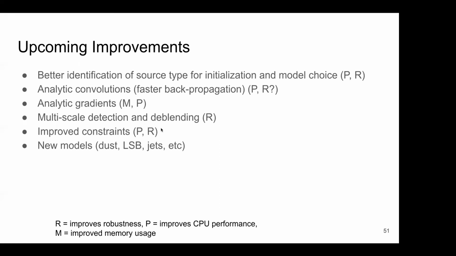We're looking at being able to improve constraints and new models, right? So some of the things that Peter's group is working on are modeling dust, modeling low surface brightness features, modeling jets. And as they come up with new algorithms and update the code, we get to take advantage of all of that in the Rubin Observatory.